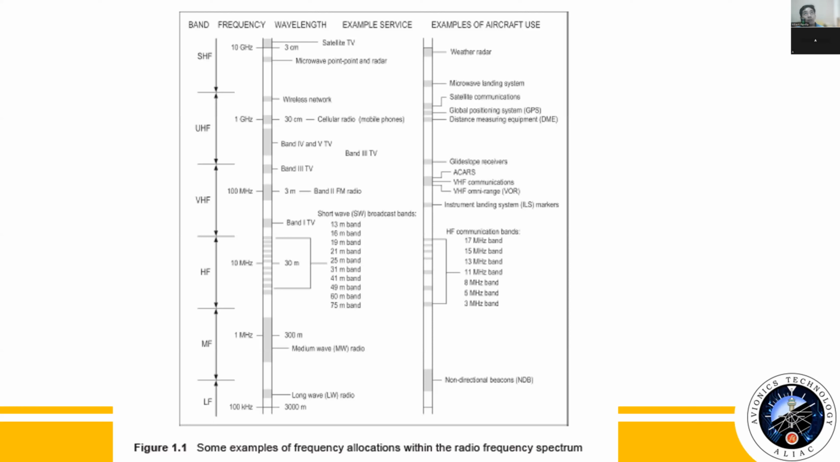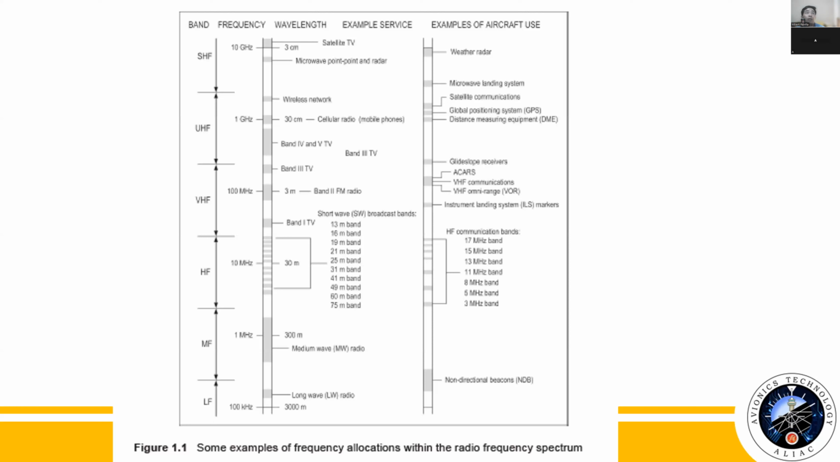So, here are examples of aircraft use and their frequency. From low to medium frequency, there is the non-directional beacon or NDB. In HF, around 10 megahertz, an example of aircraft use is high frequency communication bands. And then from VHF, there are many more here.